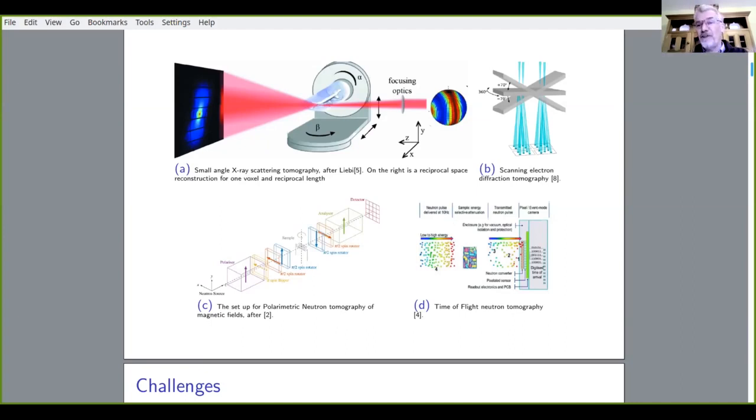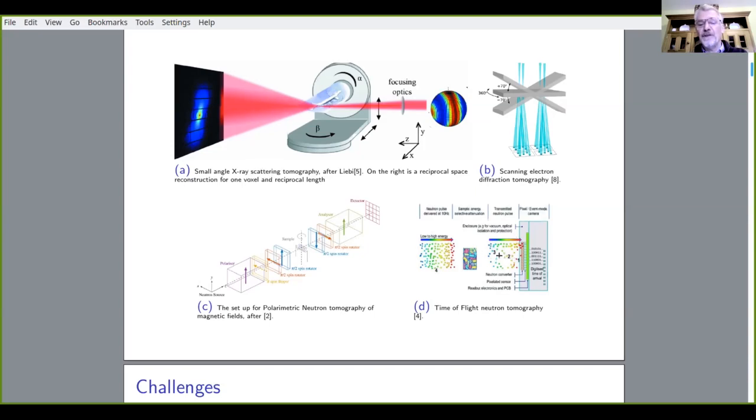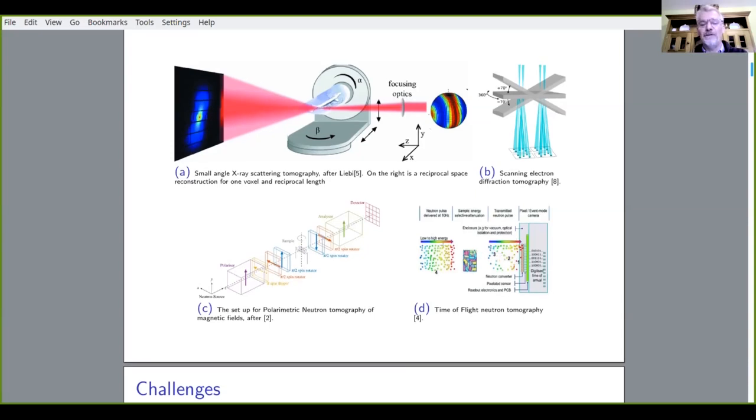So if you just record the time of arrival, the first ones are the faster ones, and you know speed is inversely proportional to wavelength. So you get a spectrum for free, and there's all sorts of things you can do about time of flight neutron tomography. So we get a spectrum just by clocking in when the neutrons arrive.